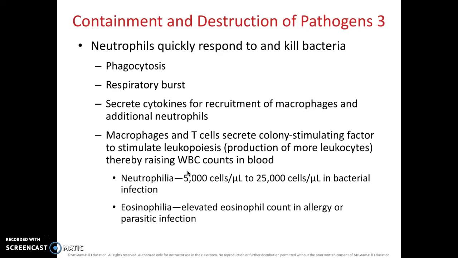So if you remember, if you got a differential white blood cell count, you could see if there are different leukocytes represented in the blood outside of normal. Remember again, you would get neutrophilia, which is an increase in neutrophils during bacterial infection, or you could get eosinophilia. That would be an elevated eosinophil count with allergy or a parasitic, usually helminthic worm, infection.